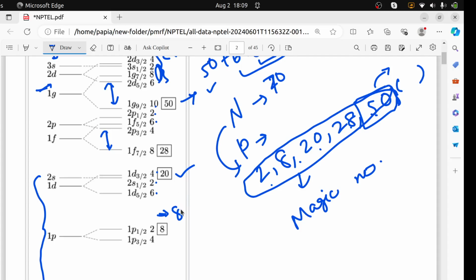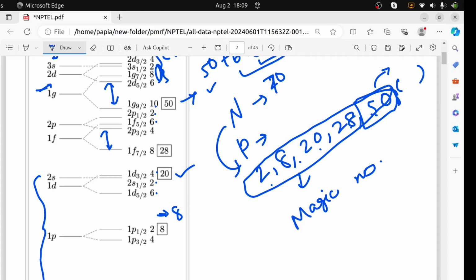The magic number concept comes from this nuclear shell model itself, because only the nuclear shell model can tell us why 2, 8, 20, 28, 50 — these numbers give us more stability. This can be explained through the nuclear shell model, and these numbers are nothing but the closed nuclear shell structures for, let's say, 1s, 1p, 1d, 2s, 1f, 2p, and 1g, some portion of 1g also. So that's why we call these numbers magic numbers.